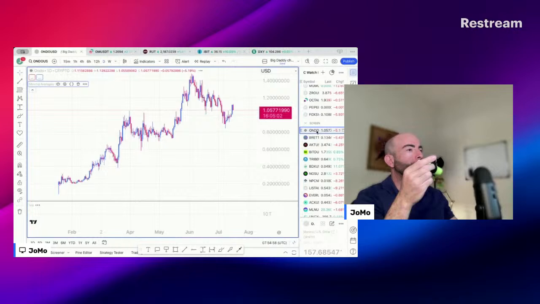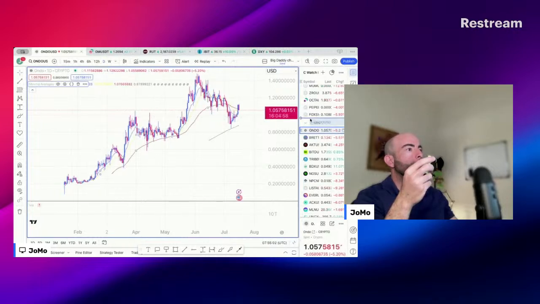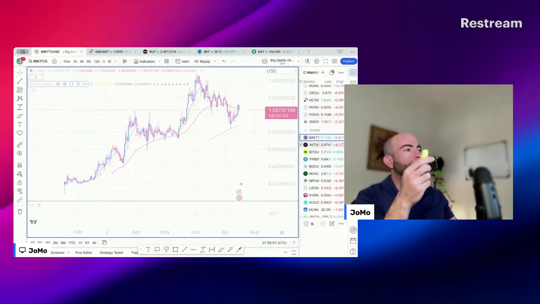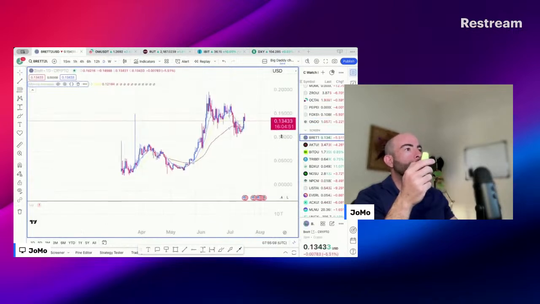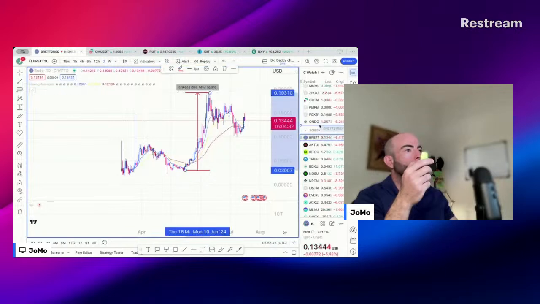Ondo, definitely I want this on my watch list. New coin in an uptrend, getting momentum back again. Let's take a look. Brett, definitely want this on the watch list. A new coin that exploded, made a nice high over here. The market was under pressure, so it could not continue to 540%. Maybe now it will build the base and we'll have a continuation trade. So I'm going to leave this.